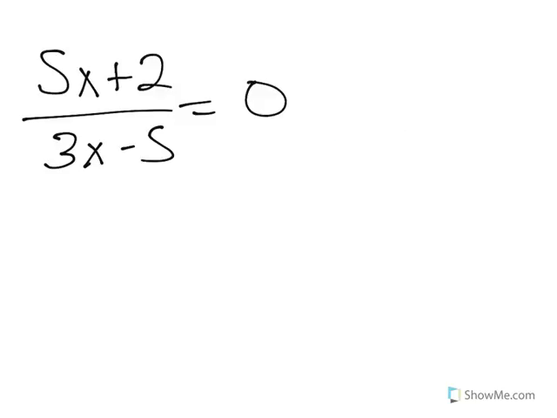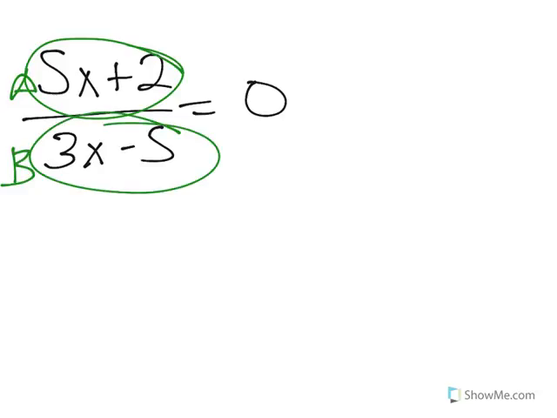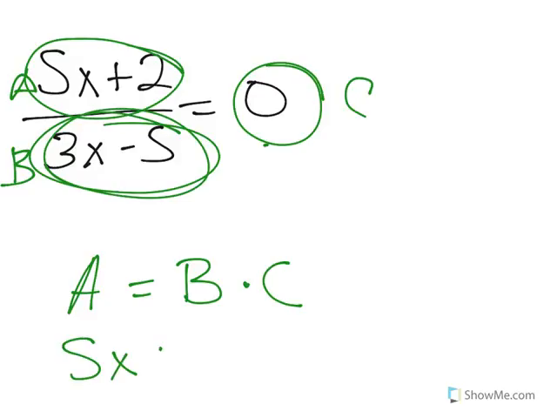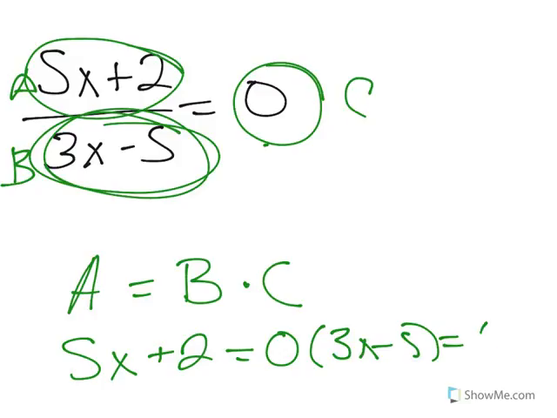This is basically A and this is B, and here we don't have a D, we only have the C. So we can just solve for A is equal to B times C. However, if we multiply B times 0, so that's 3x minus 5 times 0, well, 0 times anything is just 0. So this is just equal to 0.